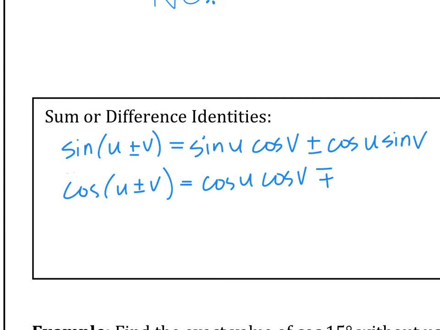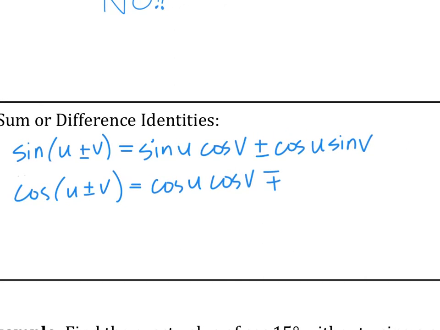So when you're adding the two angles, you're going to actually use minus. If you're subtracting the two angles, you're going to use plus. And then sine u sine v. All right, that's pretty hard to remember.